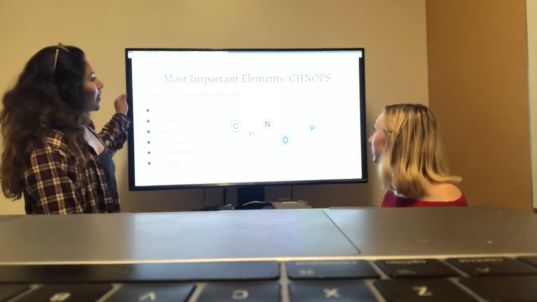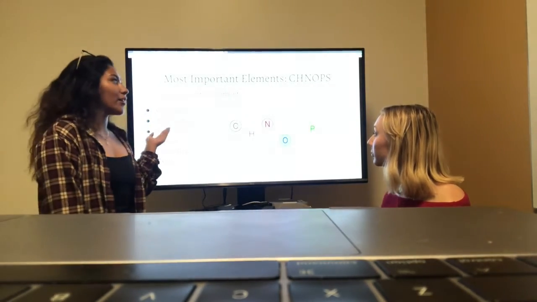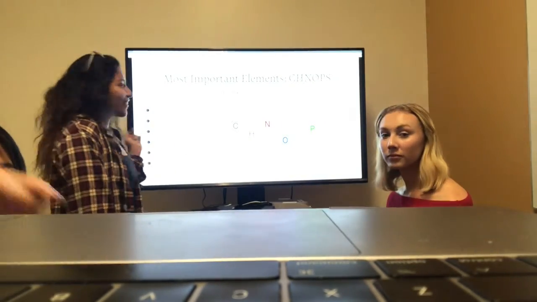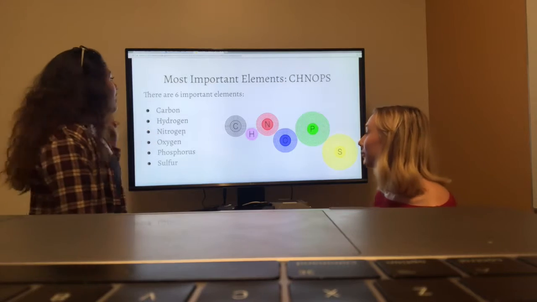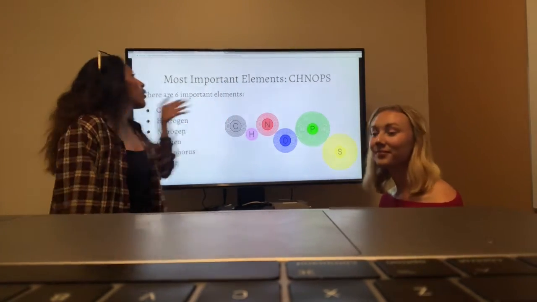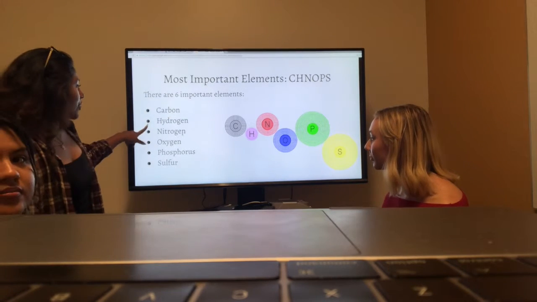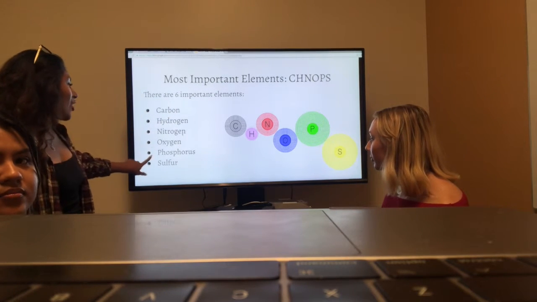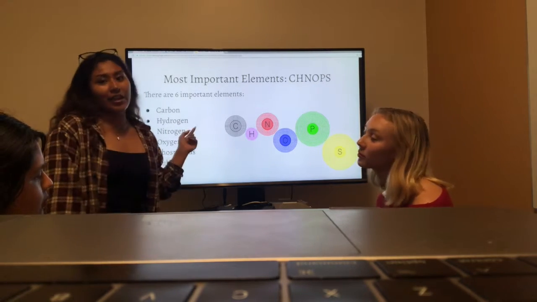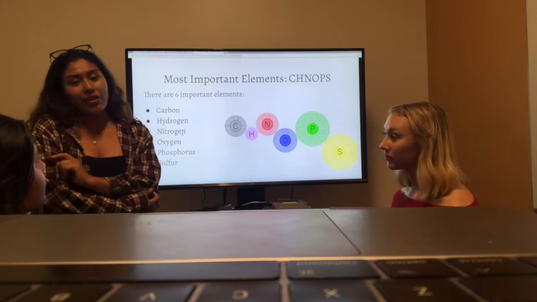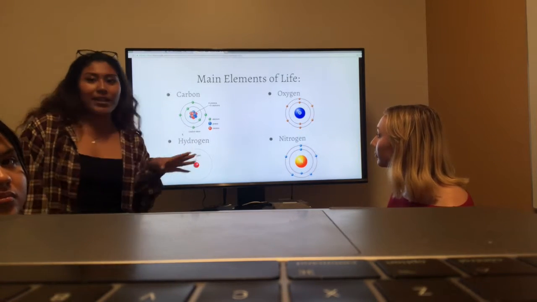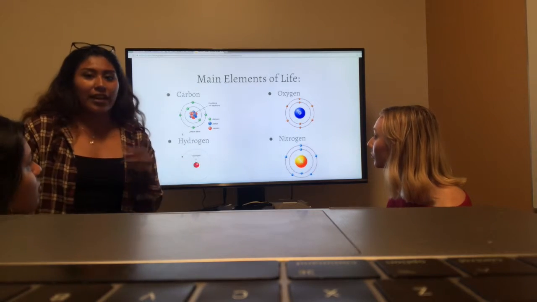The most important elements to us are, in short, CHNOPS, which are carbon, hydrogen, nitrogen, oxygen, phosphorus and sulfur. These are the six elements that are very important to our living as human beings and animals and any living organism.